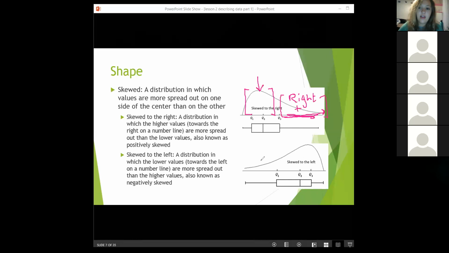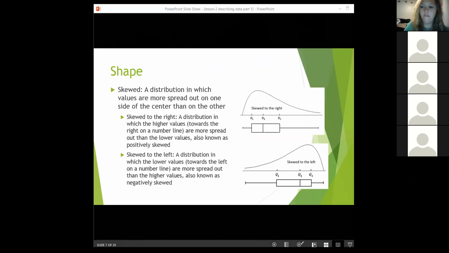Same with skewed to the left, which is our negative side, so this is negatively skewed, skewed to the left, and our values are more spread out down here on the left. There's a visual down here of quartiles. Remember, this line in the middle is always our median, and then we have our minimum and our maximum. We'll go more into box plots. Our quartiles are shown here, and Q2 is always our median, just as a review. Okay, let's keep trucking.